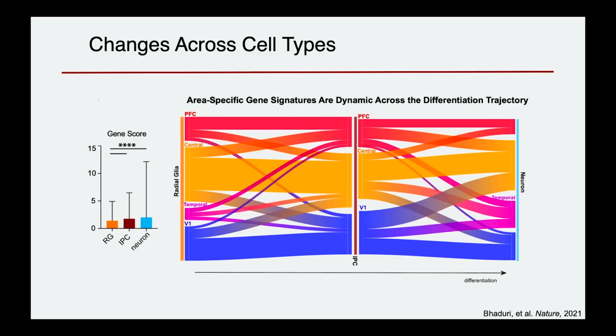To look at this another way, we also wanted to think about the actual genes that were defining these signatures. Our first question was, are there genes that are distinct in the radial glia compared to the IPCs and the neurons? Indeed, there were genes that mark area-specific signatures of radial glia. But when we take into account the fold change and the specificity of those markers unified in this gene score, we see that there's a significantly greater number of genes that comprise the signature in the intermediate progenitor cells and the neurons, consistent with what we were seeing on the constellation plot.